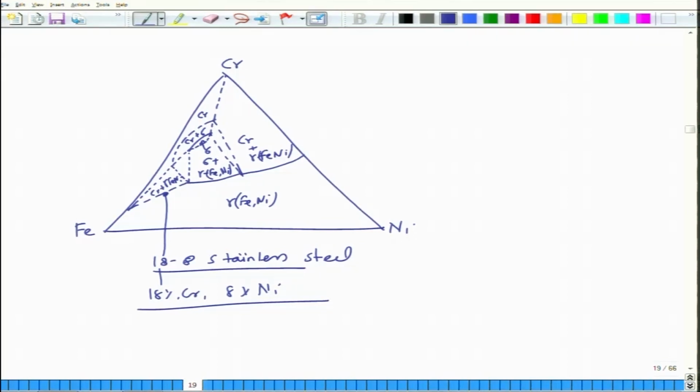Perhaps let me just see if I have another picture of a ternary phase diagram in alloys or ceramics. Just 1 second. So I can probably show you that in the next lecture, some picture of a ceramic system.